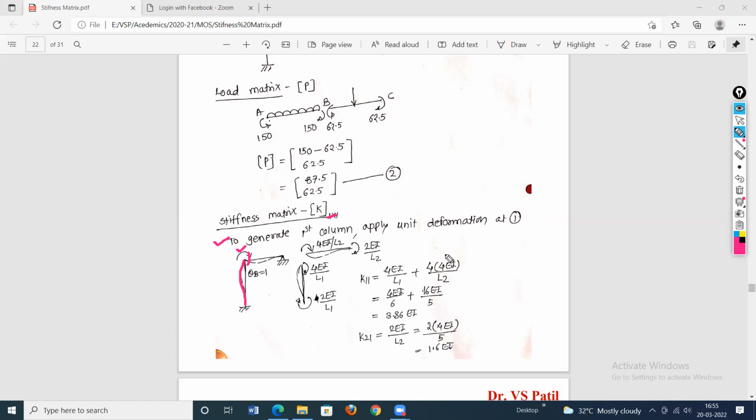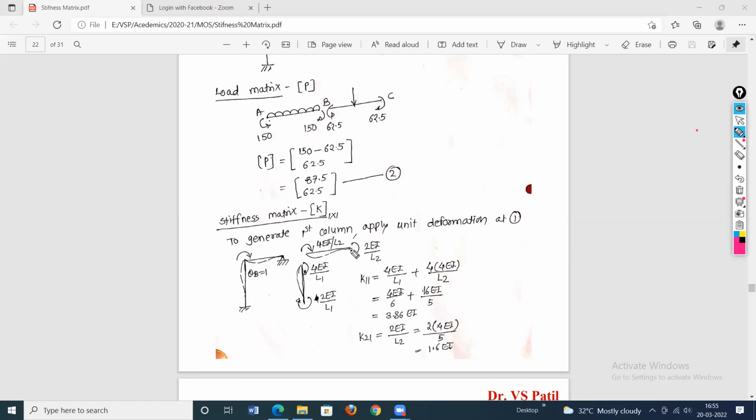Then for this unit deformation, how much movement is required to apply? Whatever movement we apply, it is such that the slope at B point will be equal to 1. Then this unit deformation, when applied at support B, will create moments at the ends. So calculate these end moments by drawing each element's free body diagram separately.